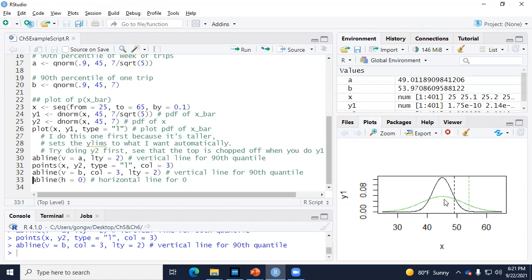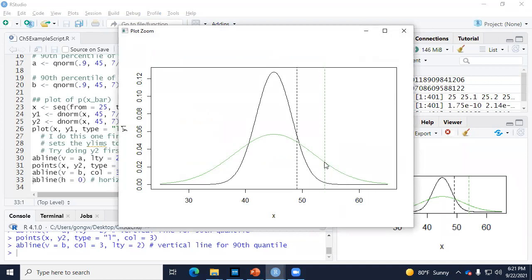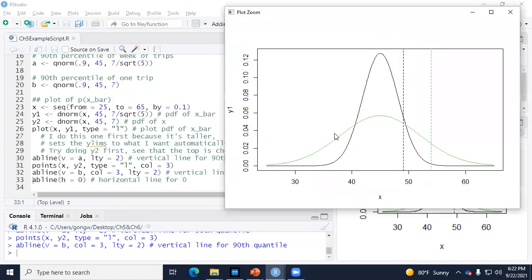And on the left-hand side of this green vertical line, it's 0.9. The area on the left of this green is the 90th percentile. The black one is for X, and the green one is for X bar. Did I make it backward? So the black one is for X bar, the green one is for X. I didn't know color-wise.